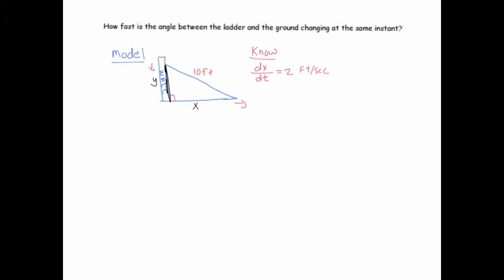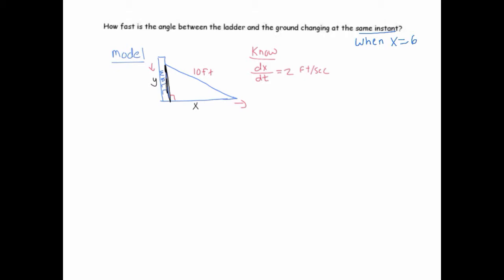And so in this process of analyzing a related rate situation, we want to make note of what we know and make note of what we want to find. This question asks us, how fast is the angle between the ladder and the ground changing at the same instant? So the same instant meaning from the last video when x was 6.